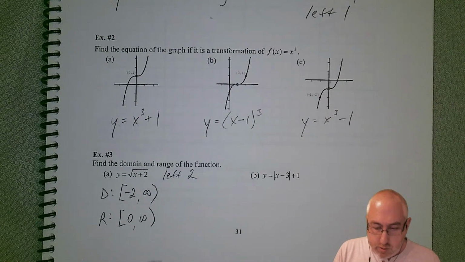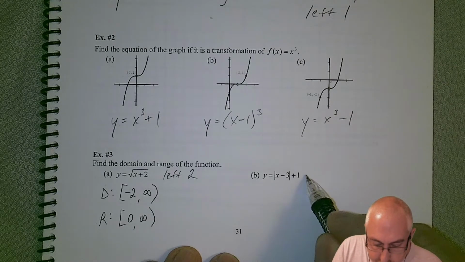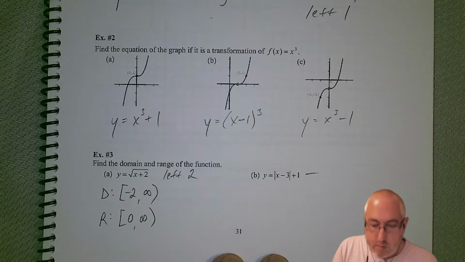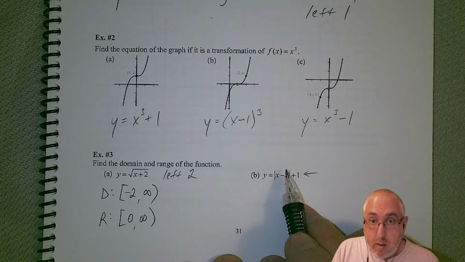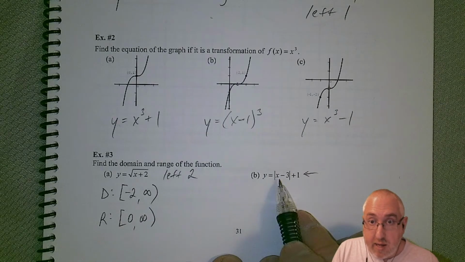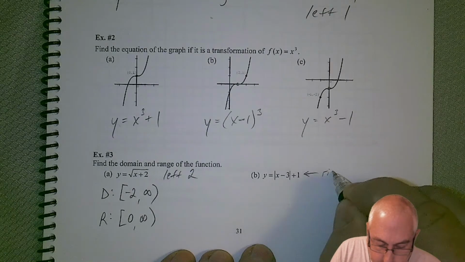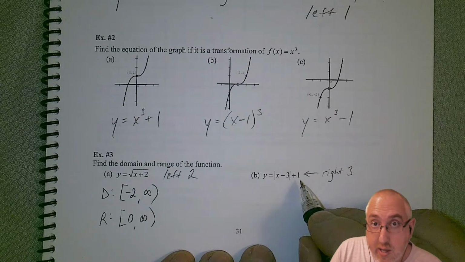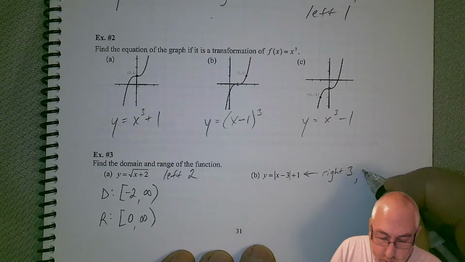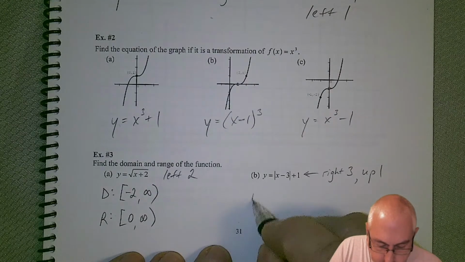Okay, so now let's go to this next one. So what can you tell me about the transformations for this? There's 2 of them. The -3 affects the value of x, so that means it's horizontal. So we know it's going to go to the right 3, and then the +1 is at the end, so it's also going to go up 1. So now we have to think about the domain and range.